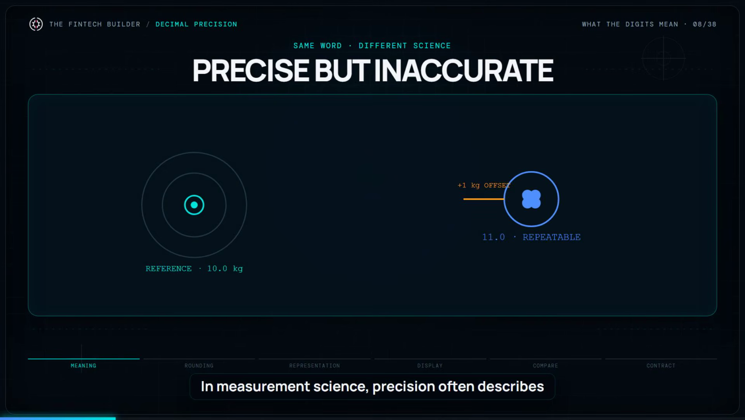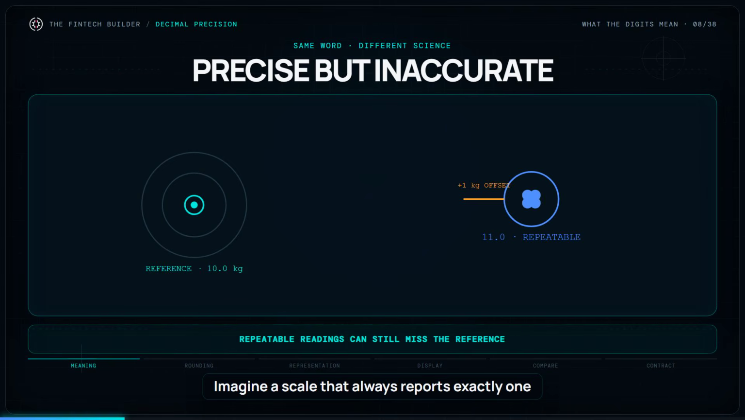In measurement science, precision often describes repeatability, whether repeated measurements are close to one another. A process can be precise but inaccurate. Imagine a scale that always reports exactly 1 kilogram too much. Its readings may be highly repeatable, so they are precise, but they are not accurate.